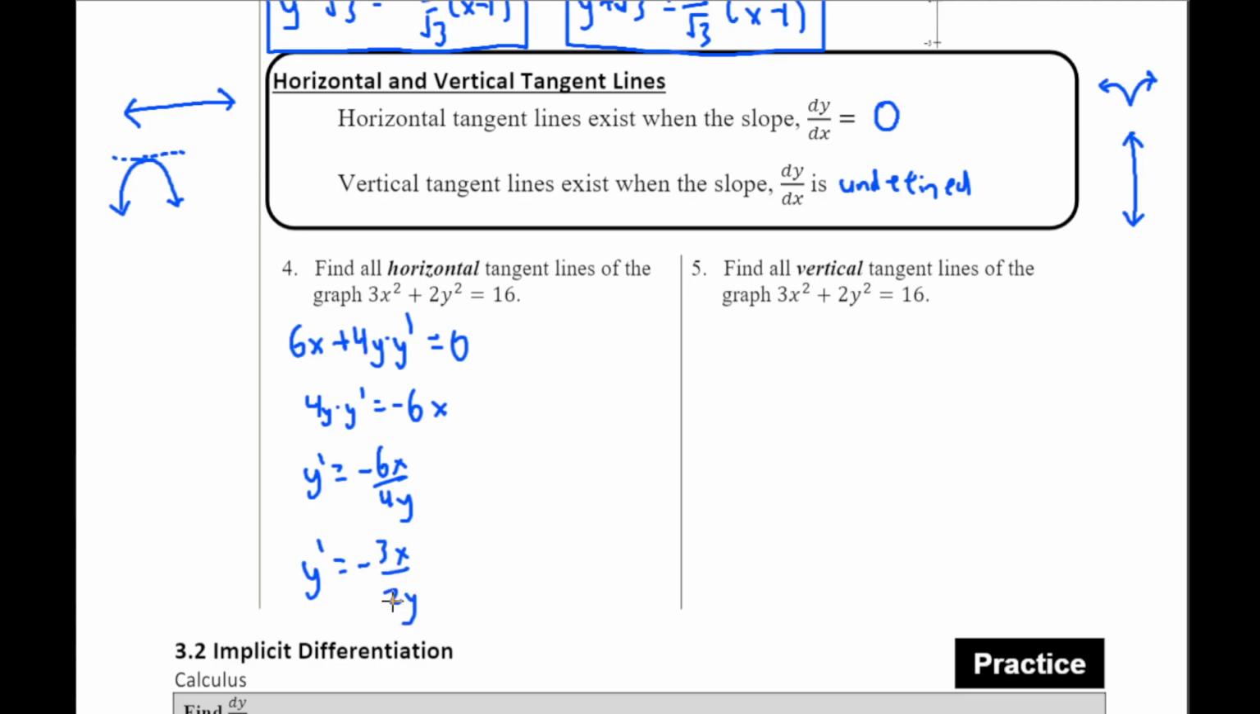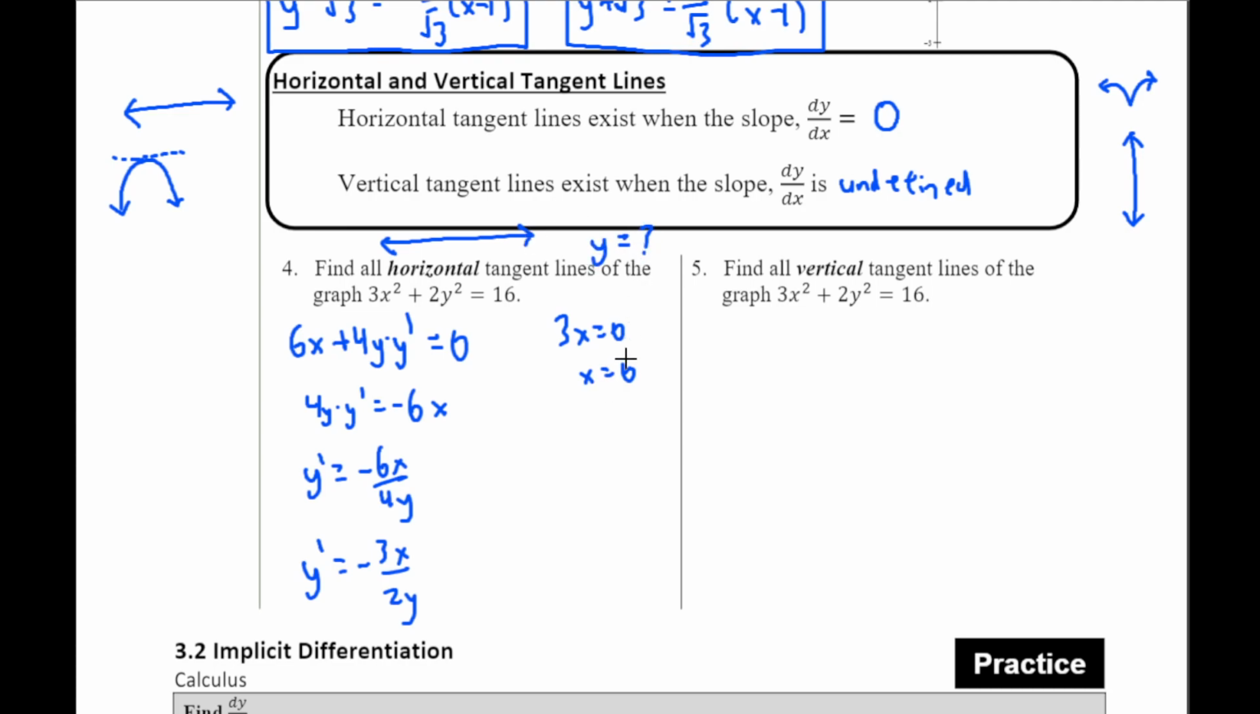So we have to take a look at this function right here. When is y prime equal to 0? y prime is equal to 0 whenever the top of this fraction is equal to 0. So that's when 3x is equal to 0, and then x is equal to 0. Again, we want to find a horizontal tangent line. A horizontal tangent line looks like this, right? It's going to be y is equal to something.